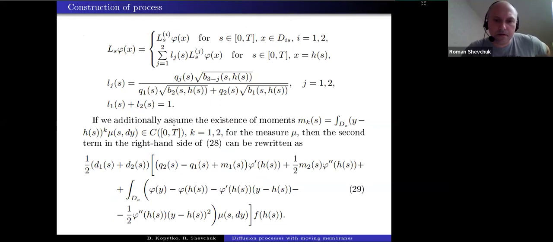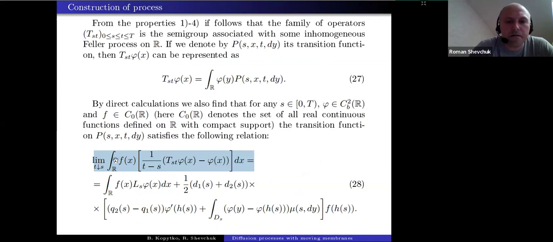If we additionally assume the existence of moments for the measure mu, then the second term in this relation can be rewritten in such a way, and considering this relation, we see how the parameters in the Feller-Wentzell condition influence the diffusion characteristics of the process when the diffusion particle reaches the membrane.